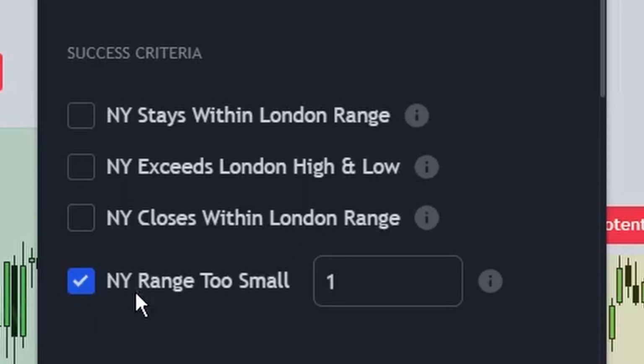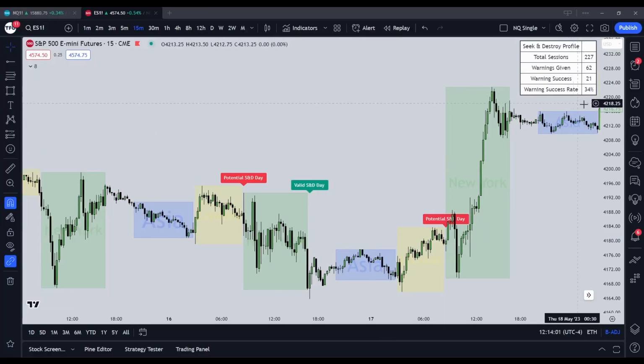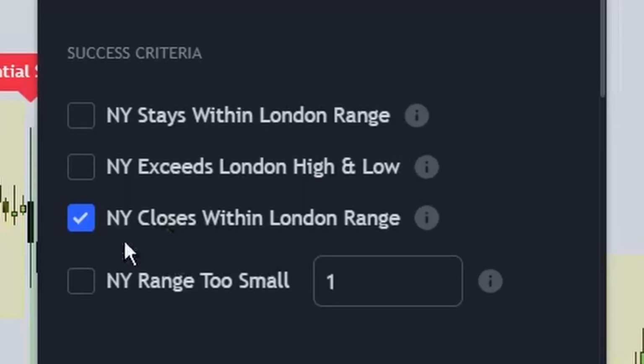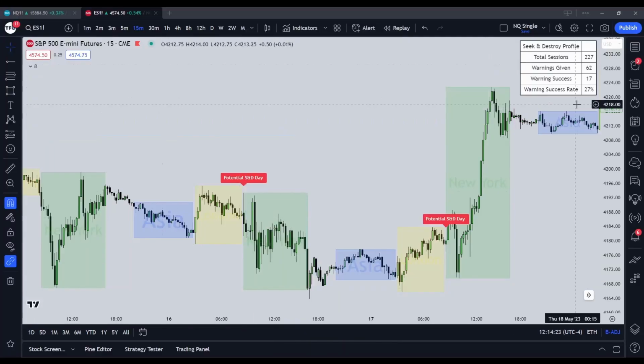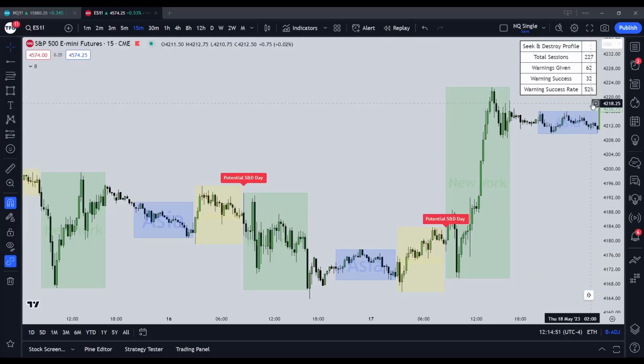So for example, if you're looking only for the New York range to be less than 1 standard deviation of its historical ranges, then that seems to yield a 34% success rate, meaning that out of 62 warnings that were given, 21 fell within that sub 1 standard deviation range. If we just look at closes within the London range, that becomes only 27% with 17 valid sessions out of 62 warnings. If we set New York exceeds London high and low, that actually accounts for a pretty high number, 52% of the total warnings given, which is kind of to be expected.